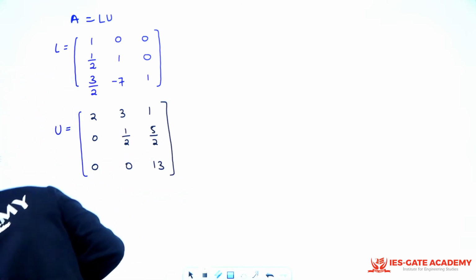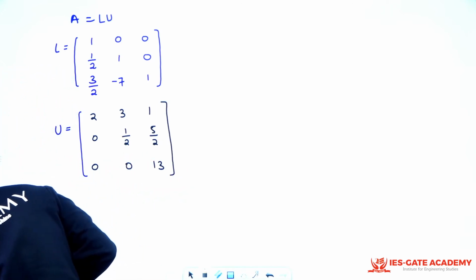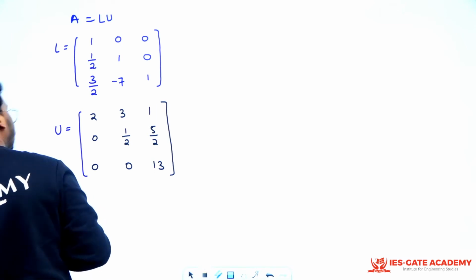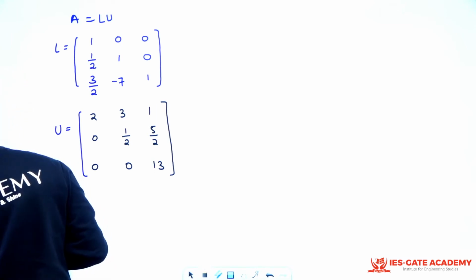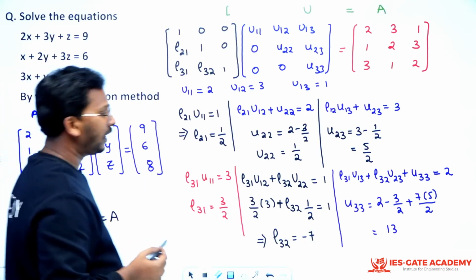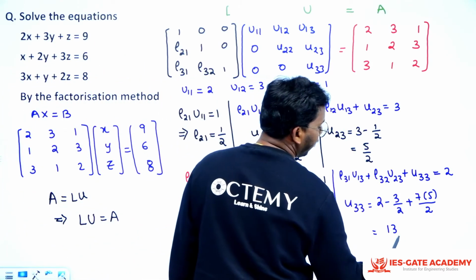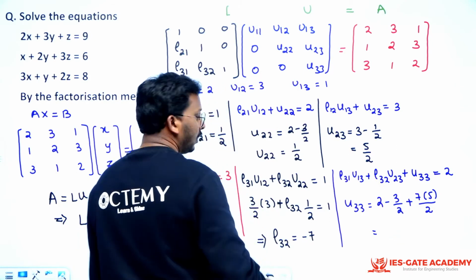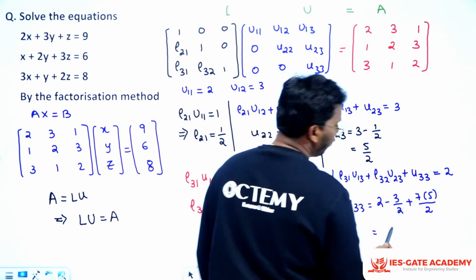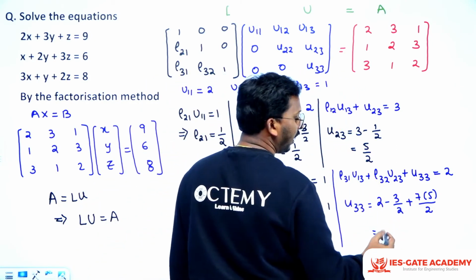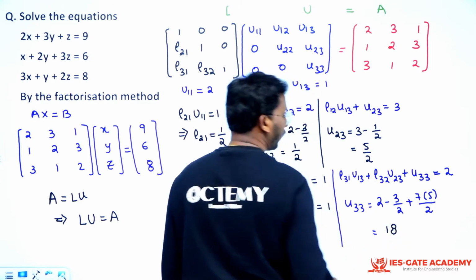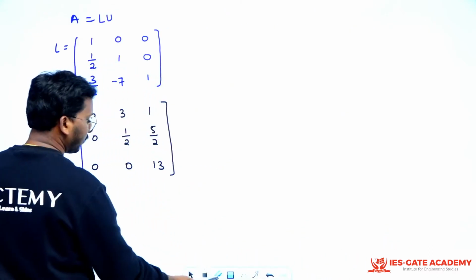So if we do this now, 13 or 18, just a second, minus 3 by 2, 7, 5 by 2, 2 by 3, 1 by 2, yes. This is 18, just a second, this will become 18. How 18? This is basically 4 minus 3, 1, 35, 18. So this would become 18.